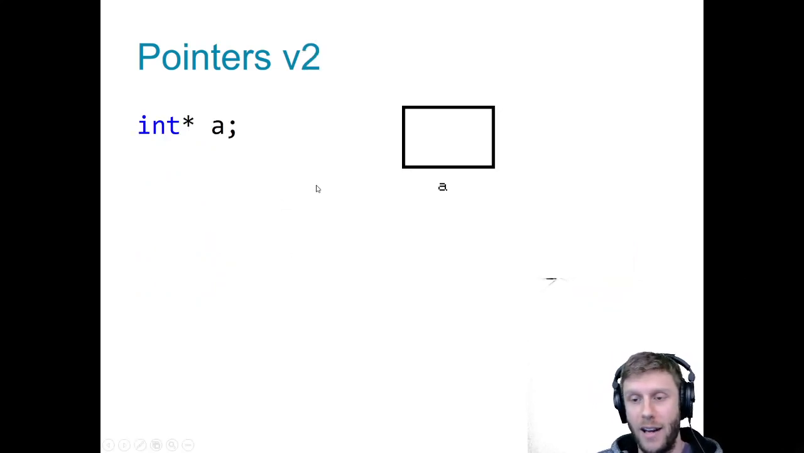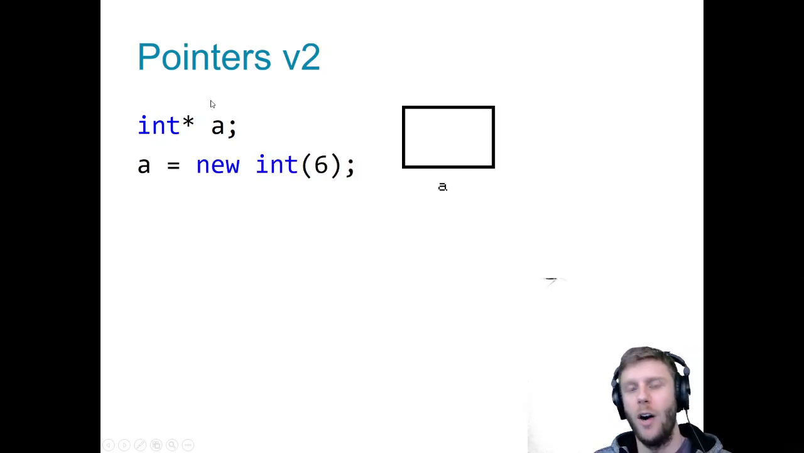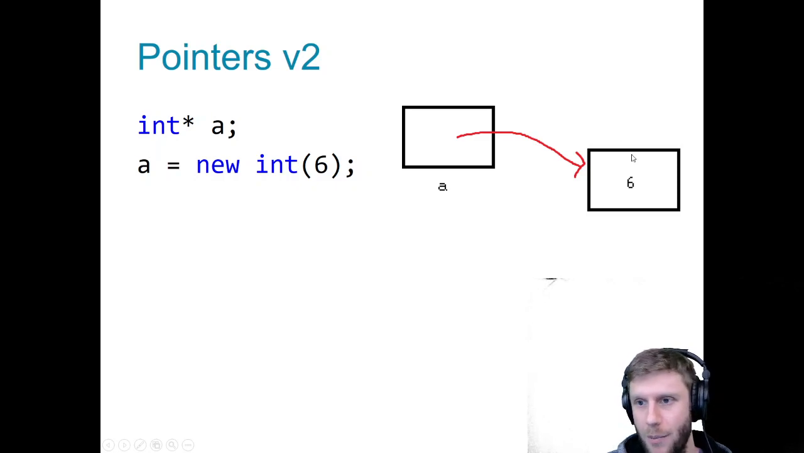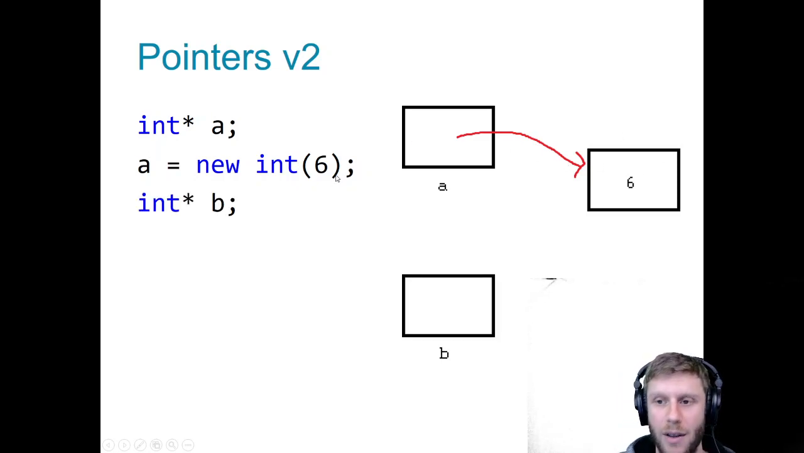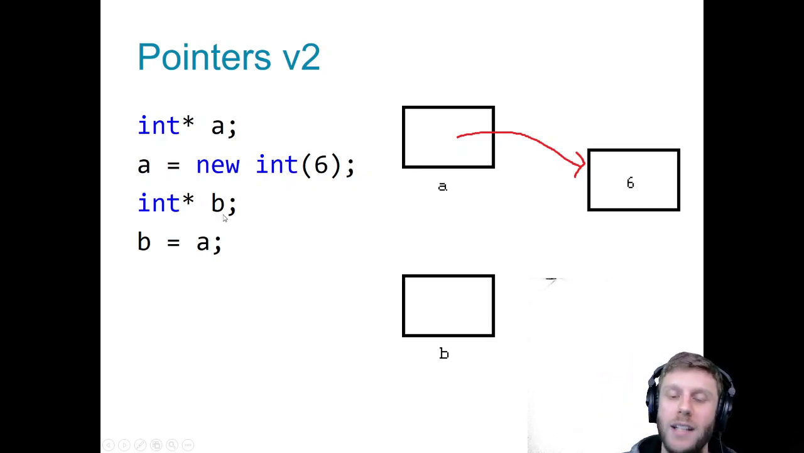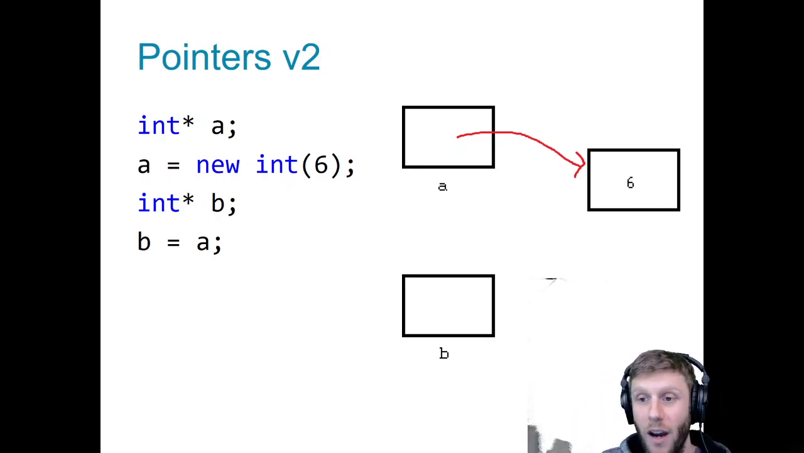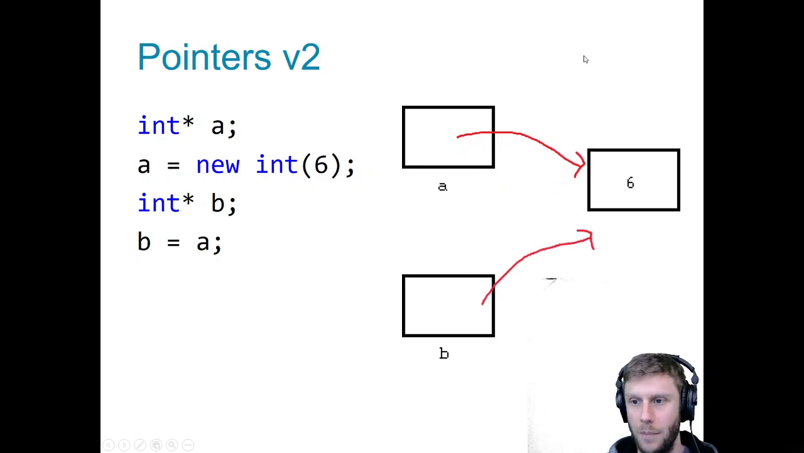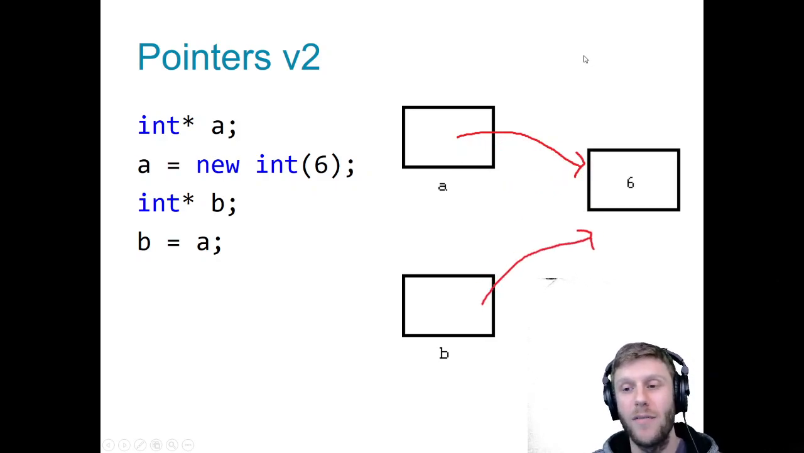Int star a, so I've created an integer pointer. And we saw this example last time. I can create a new integer somewhere in RAM and then make a pointer to it. Int star b equals a. Now in this case, pay special attention here. Whenever I do an assignment like this, I always copy over the contents of what's in that variable. And in this case, what's in a? Well, a is a pointer to that memory address. There we go. So we made a copy of the pointer.